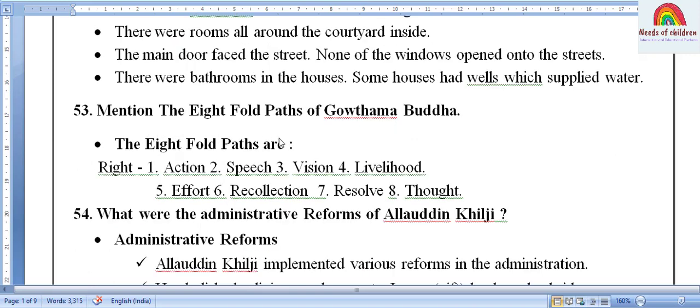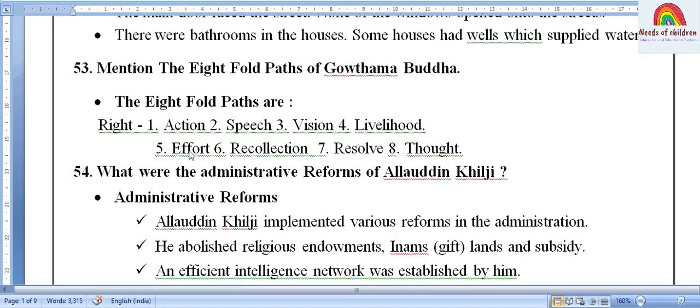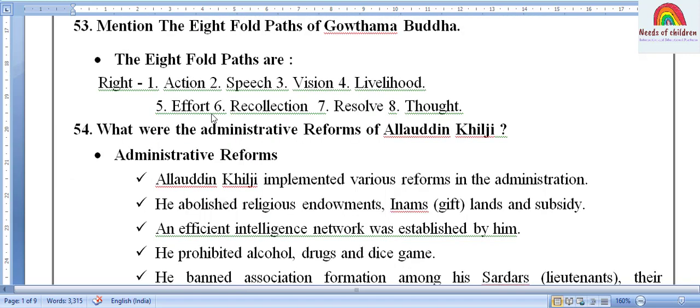Mention the eightfold paths of Gautama Buddha. So friends, this question is from the 8th standard history, Jainism and Buddhism. The lesson name is called Jainism and Buddhism. So the answer for this question: the eightfold paths are right action, right speech, right vision, right livelihood, right effort, right recollection, right resolve, right thought. So this is the answer for the question.